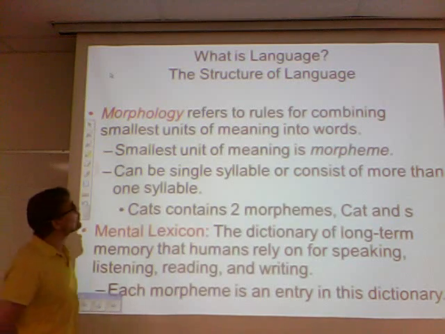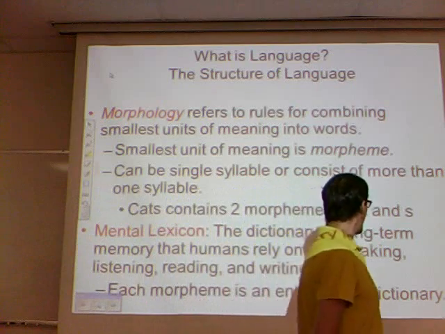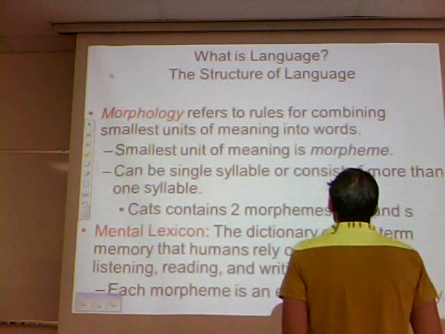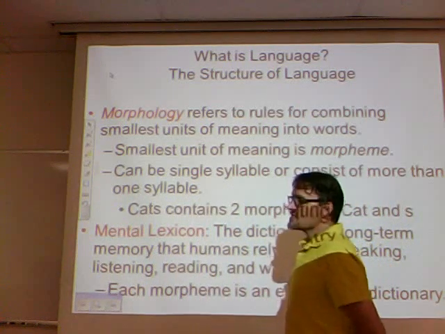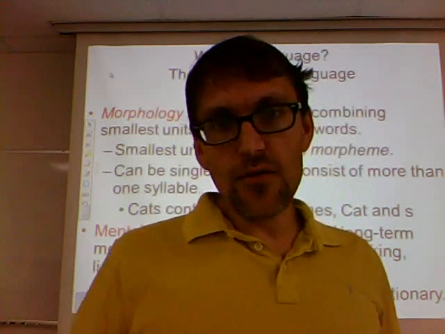Morphology refers to the rules for combining the smallest units of meaning into words. So I guess I better describe what a morpheme is. A morpheme is the smallest unit of language that has meaning. Like we already said, a phoneme was like t, but t doesn't mean anything. It has no meaning in and of itself, it's just a sound.